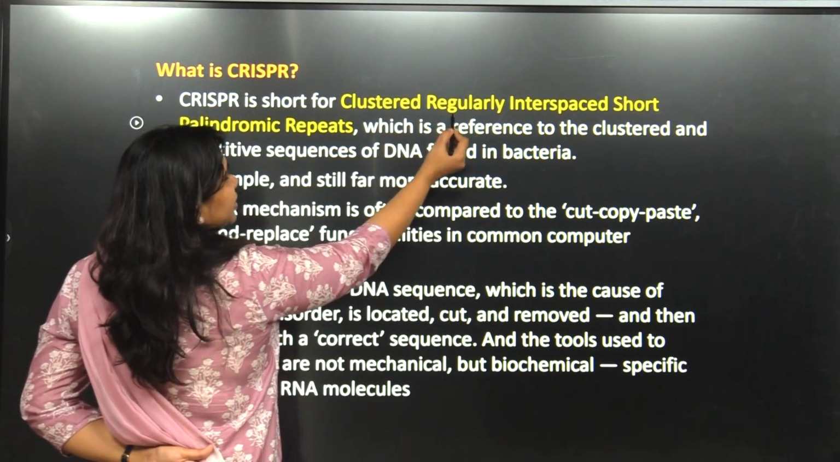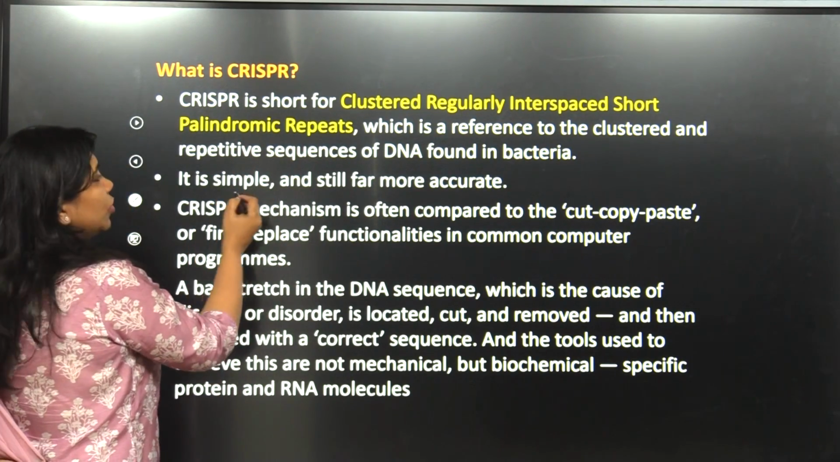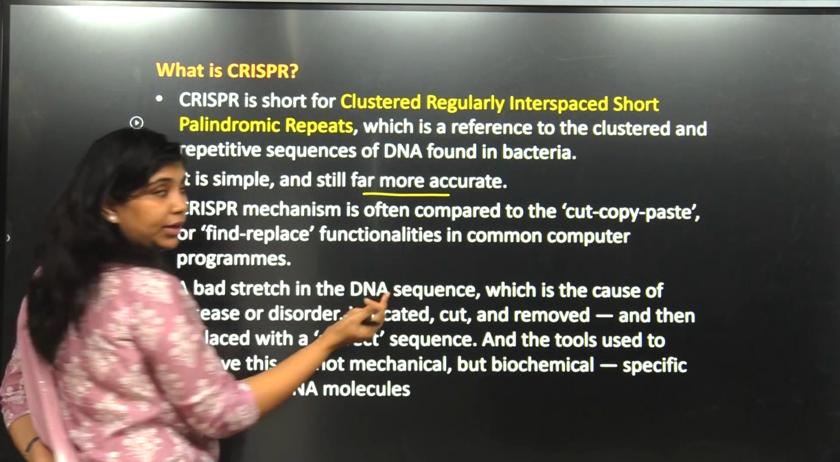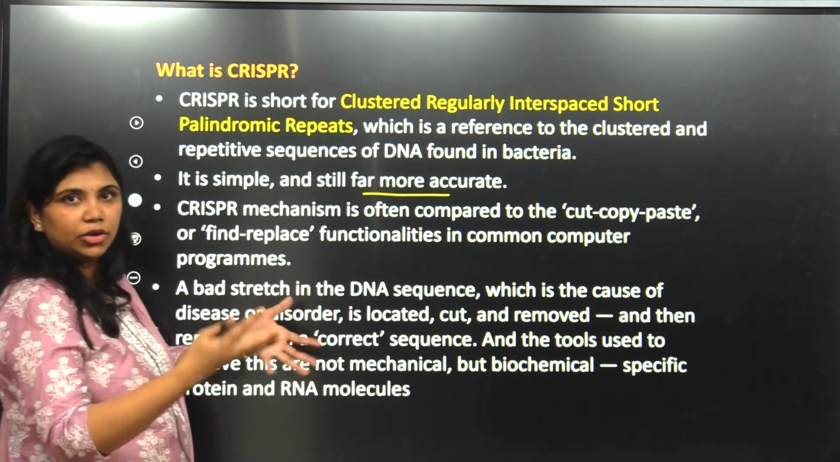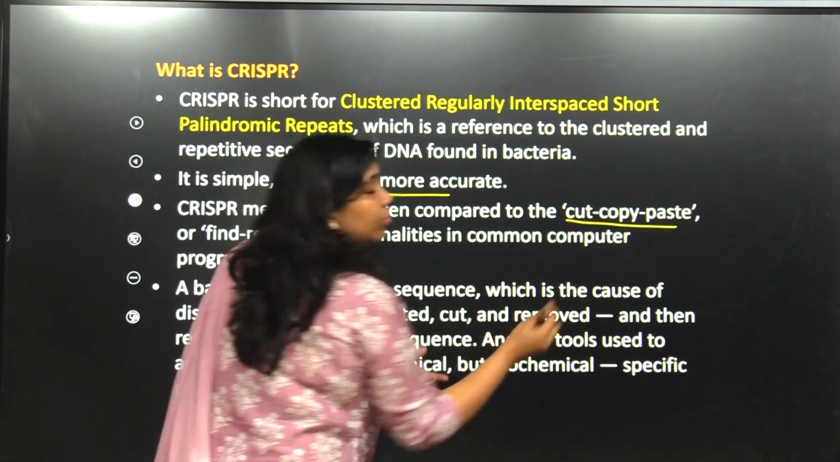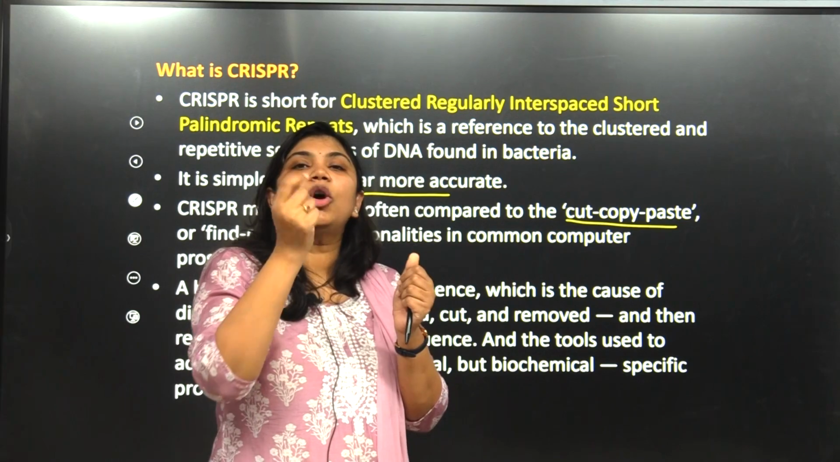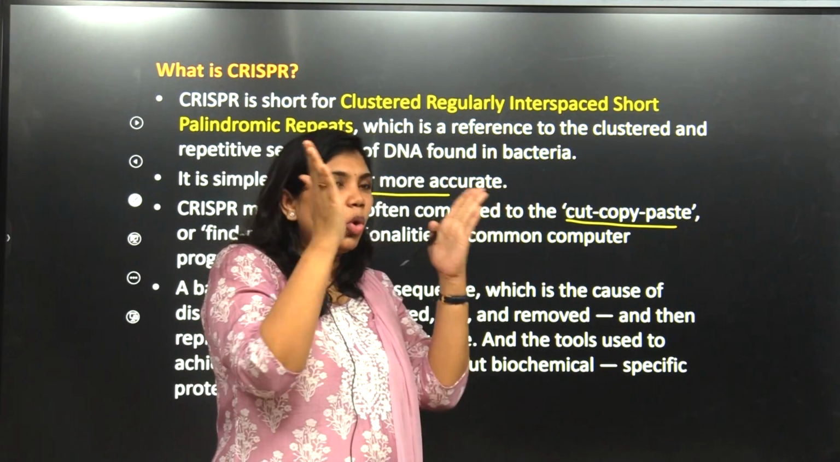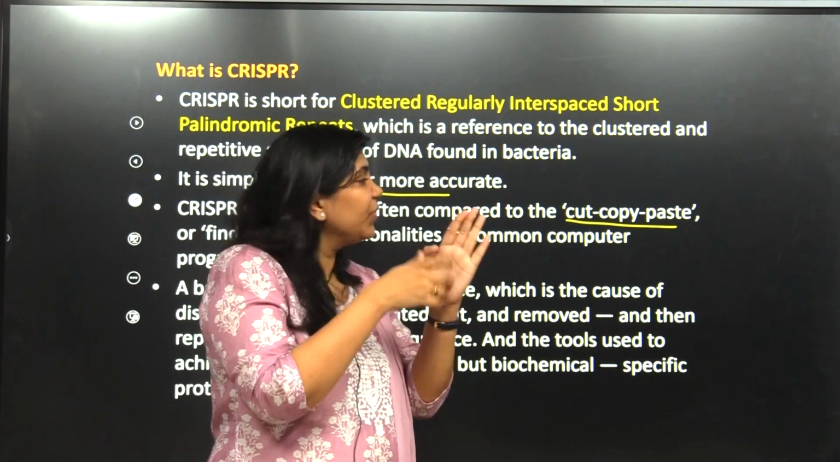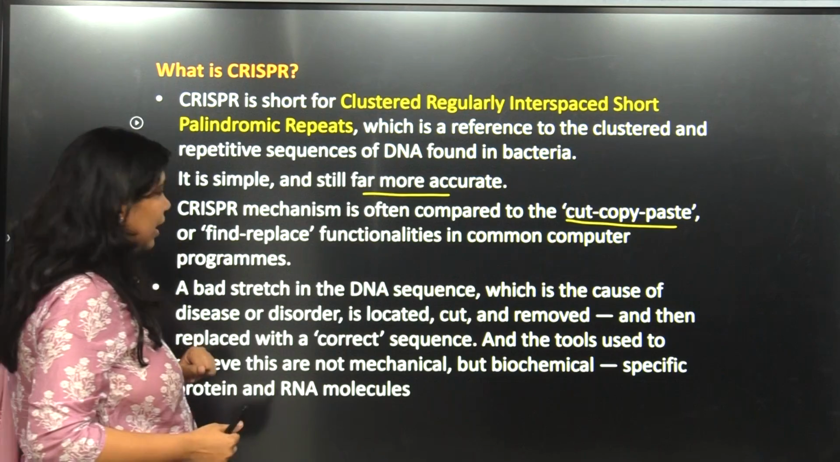As I told you earlier, clustered regularly interspaced short palindromic repeats. It is simple and far more accurate when compared to the earlier genetic engineering. Now it is like a cut, copy and paste. By using Cas9, we will cut it. We are copying a DNA into a guide RNA. We will go and attach, it will copy that, and we will paste a new one. So that is how this works.